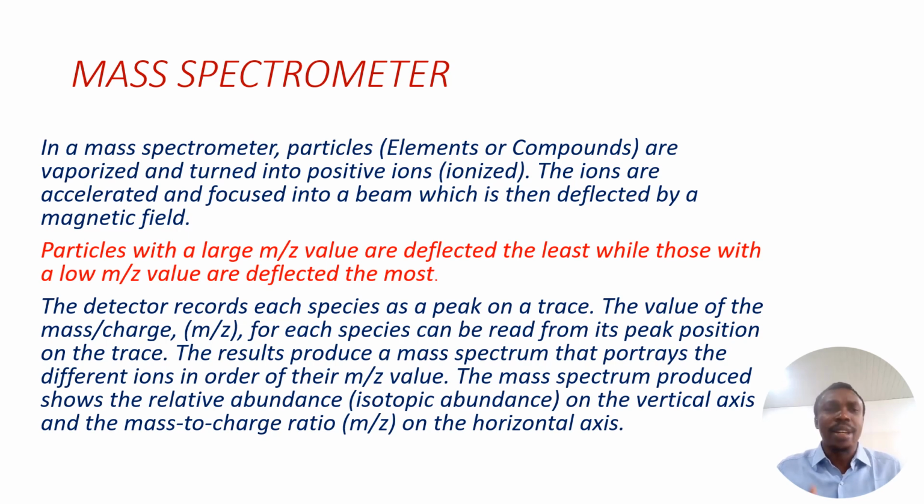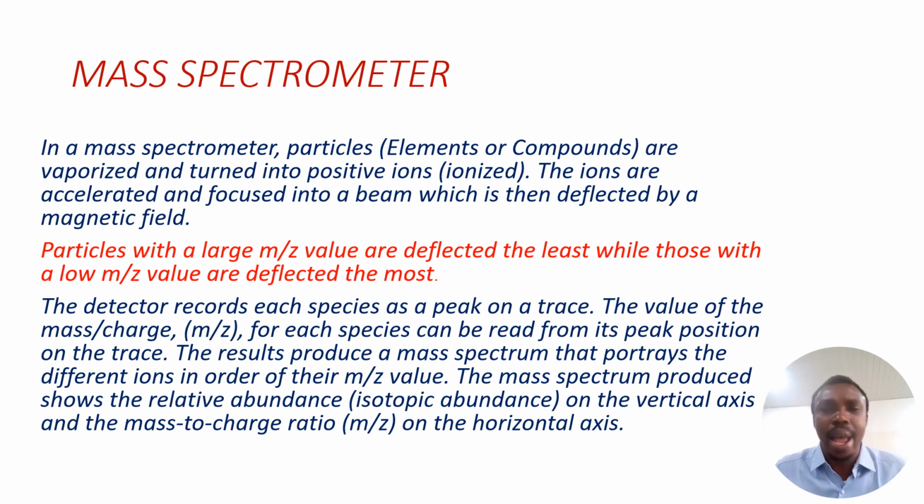So what happens is that the results produce a mass spectrum. It will give us a graph, which we call a mass spectrum, that portrays the different ions in order of their mass to charge value, or in order of their atomic mass. The mass spectrum produced shows the relative abundance of each of the ions.